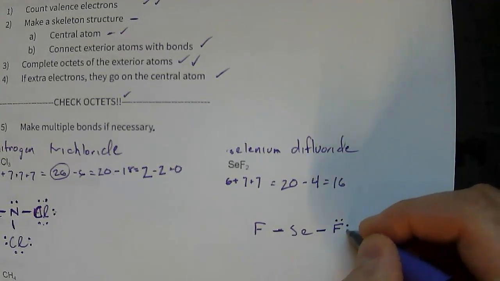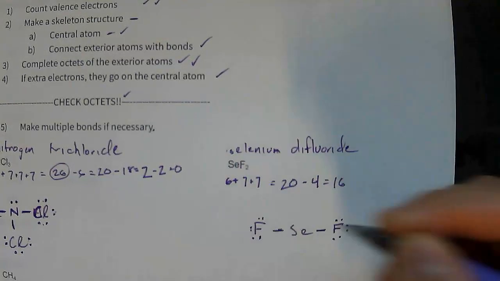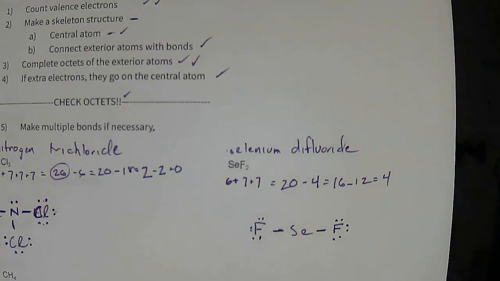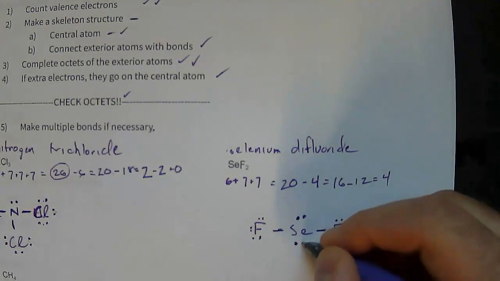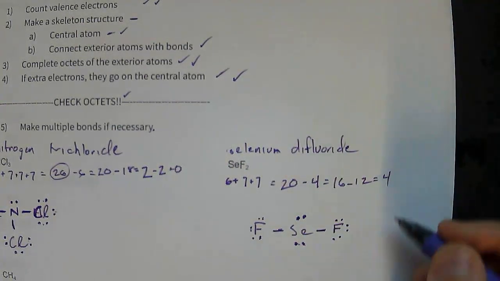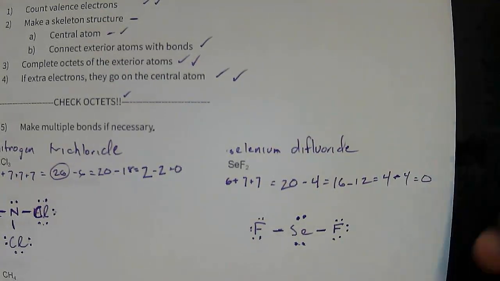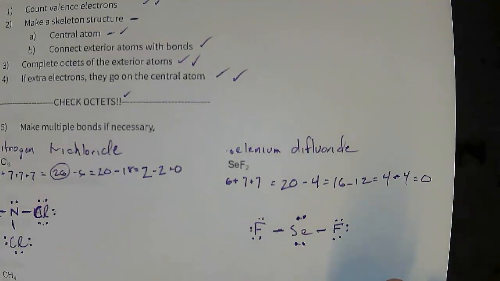1, 2, 3, 4, 5, 6, 7, 8, 9, 10, 11, 12. So minus 12 is 4. And then we're going to put the extras around the central atom. 1, 2, 3, 4. So minus 4, that gives us 0 electrons left. 2, 4, 6, 8. Okay.